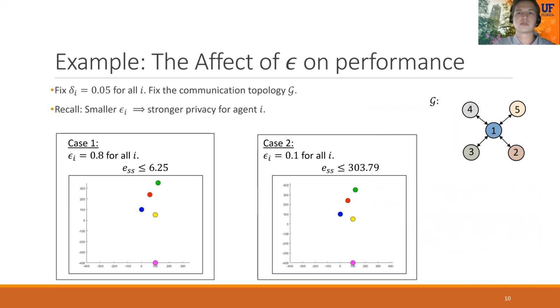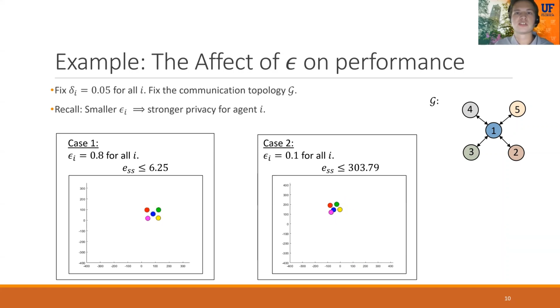And to illustrate this result and the loss of performance due to privacy, I want to consider two examples. So for both examples, we fixed delta equal to 0.05. And we also fixed the communication topology to be the star graph over 5 agents. And just to reiterate, a smaller epsilon implies a stronger level of privacy. And in case 1, we let each agent have epsilon equal to 0.8. In case 2, epsilon is equal to 0.1. So case 2 is much more private than case 1.